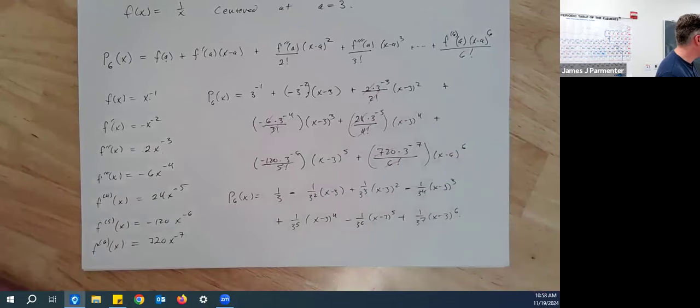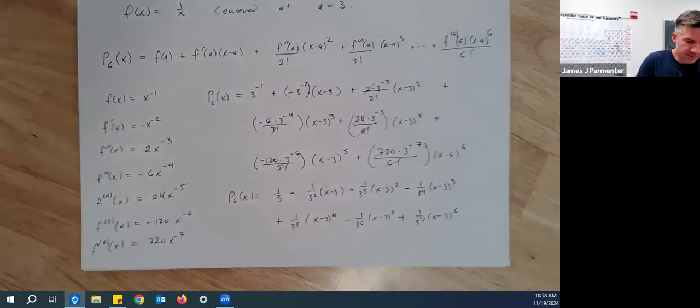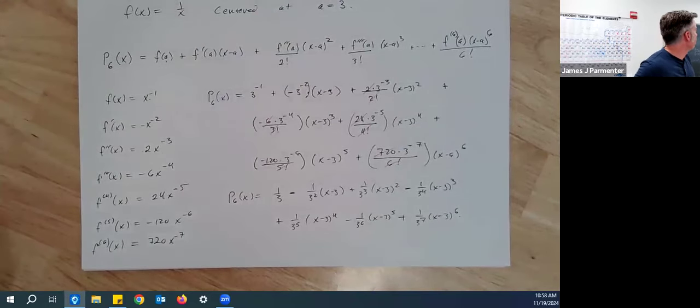That's not necessary, but sometimes it's just easy to see that things are going to cancel nicely, and it makes sense to do it. So I picked kind of less than nice numbers on purpose just to show you that it can be kind of gross, but usually it's going to be better than this.